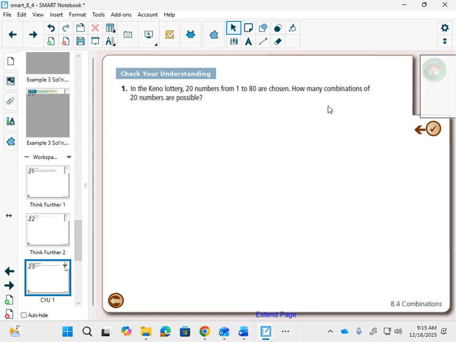So here's the Keno lottery. Most people aren't really too familiar with the Keno lottery, but you have 80 numbers and you choose 20. It doesn't matter what order you choose them in. If you chose 10 as your 15th number and 10 appeared first, that's still good for you. It doesn't matter as long as that number comes up. So the order doesn't matter, and you have 80 items and you are going to choose 20 of them.